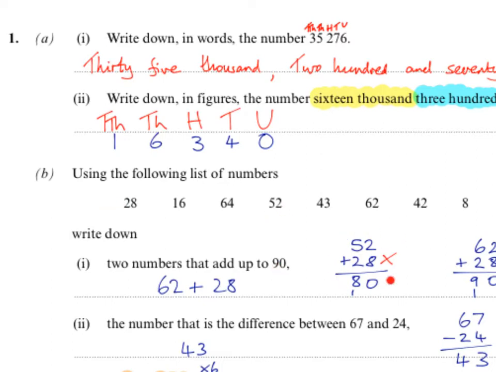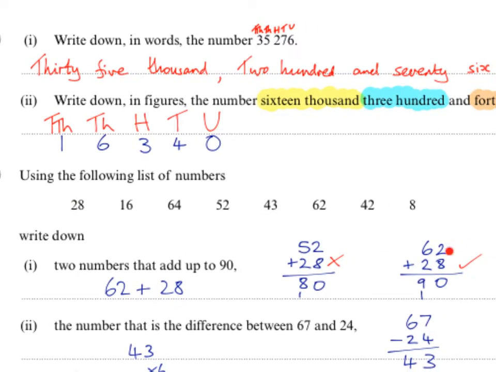So what I did here was I added together 52 and 28, and I got 80. These are supposed to make 90. So I checked through, were there any other 2s? 62. So what I did then was I add them together and look, it's made 90. I've checked by there. Okay, but it has to be from this list.